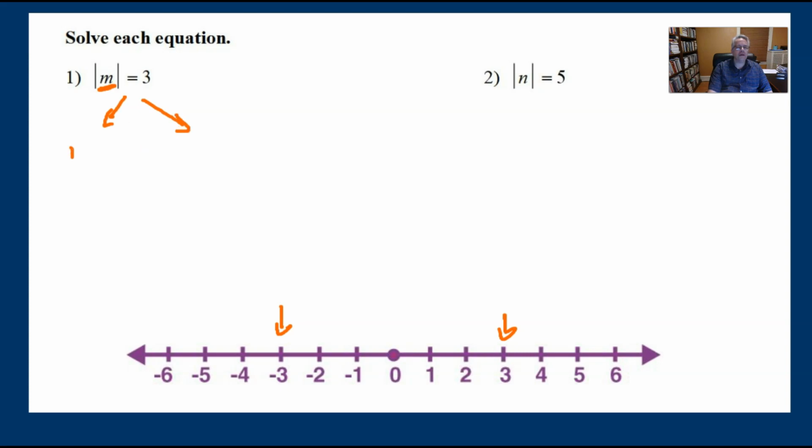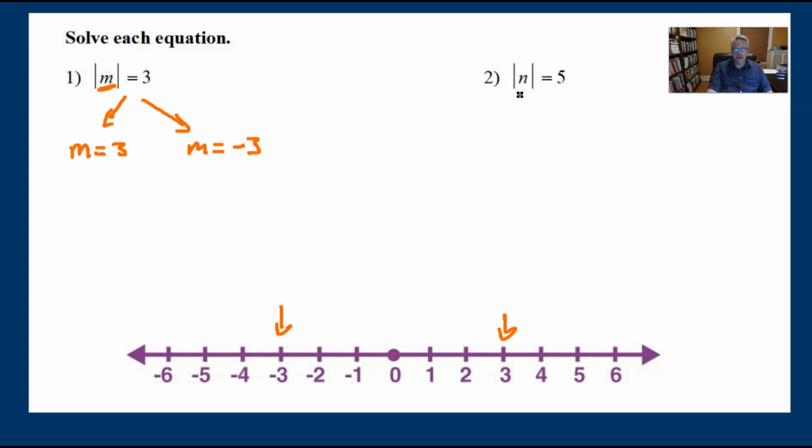The first one is that m is equal to 3. That's one possibility. The other is m is equal to negative 3. These are the two numbers with absolute value equal to 3. And this one, there's nothing else to do. That's the solution. All right, so m equals 3 or m equals negative 3.